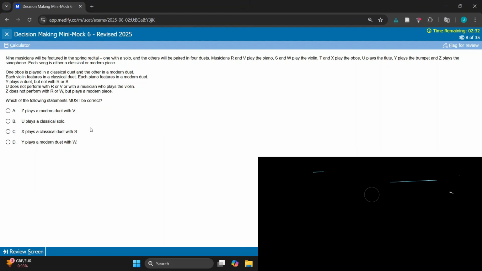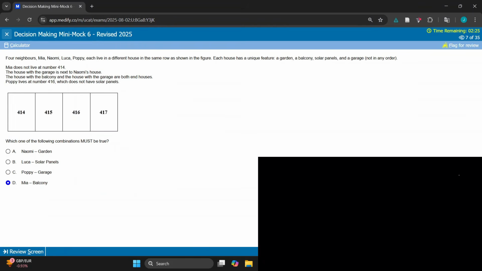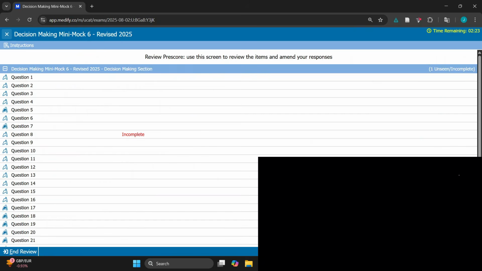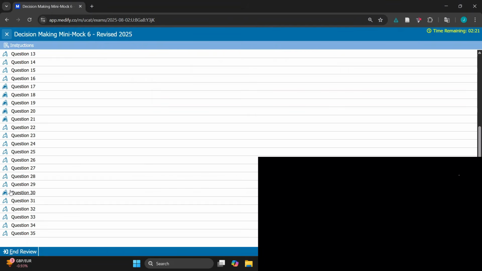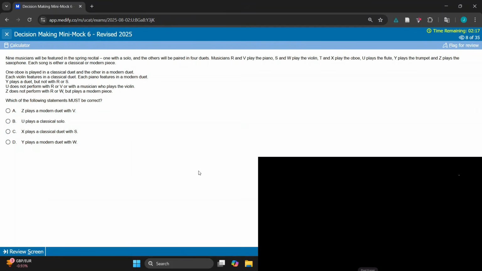So this question looks ridiculous. Let me just check all my flags, see if there's a better question to be spending my time on. Probably not, actually. Okay, yeah. Let's go to this one. 9 musicians, one will be in a solo, the others are in duets.